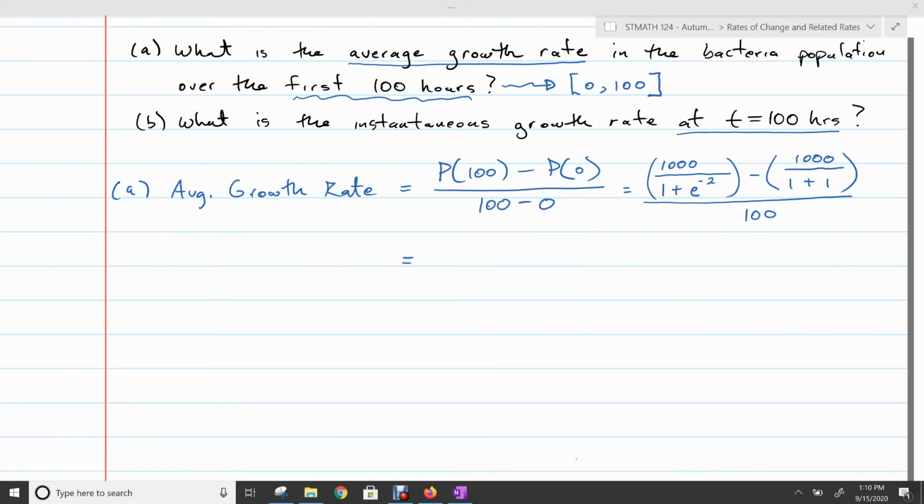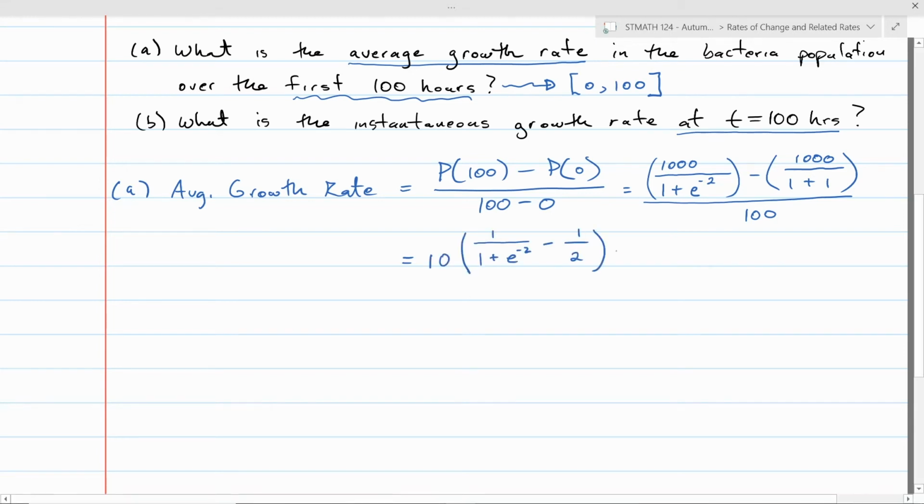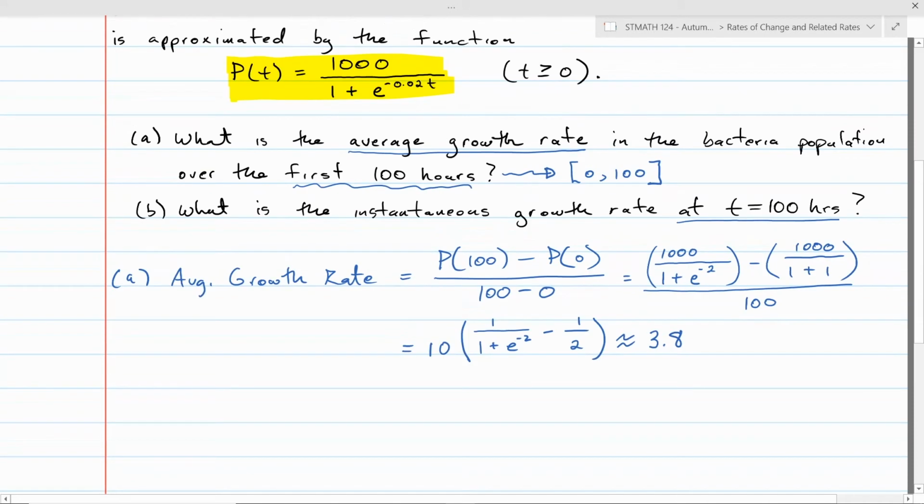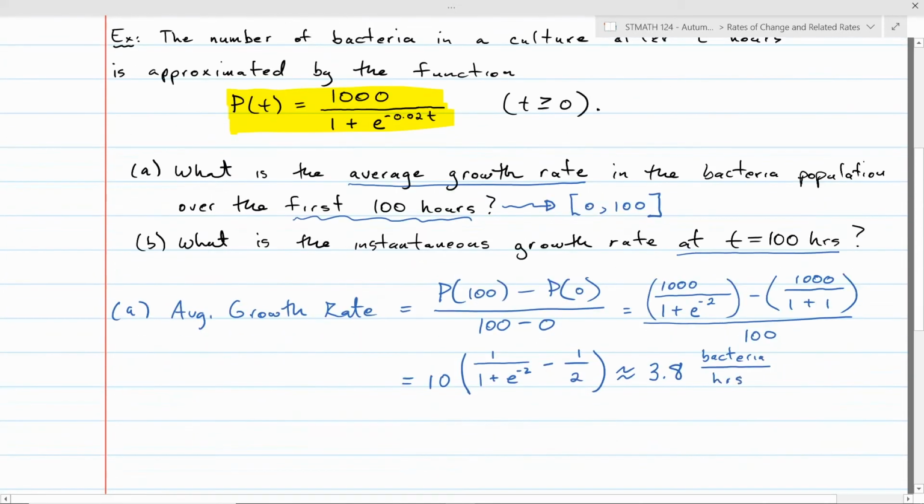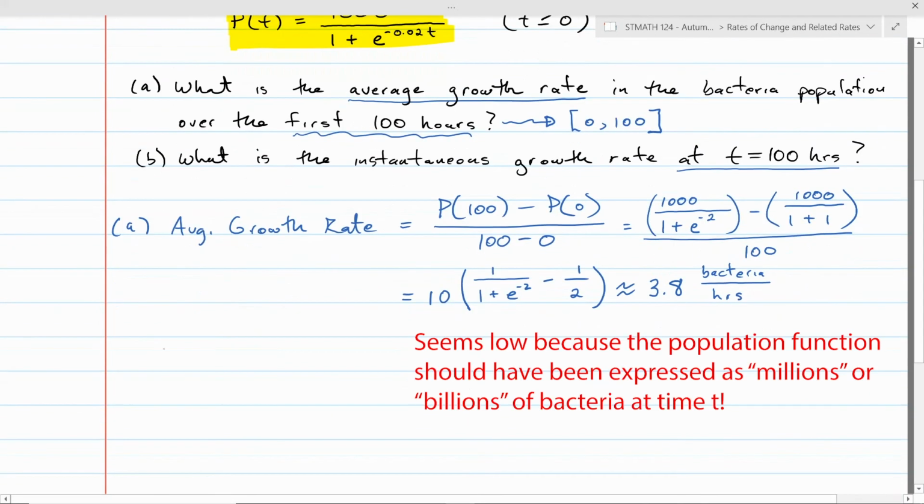Maybe to make it a little easier to plug into the calculator, I'll simplify it just a hair. I could factor 1,000 out in the top, cancel with the 100 in the bottom, and I'd be left with 10 times. I'm getting this comes out to approximately 3.8. Now what would be the units here? Well, this would be bacteria, which is what the population was counting, and time was being measured in hours. That seems awfully low, but that's what we got.